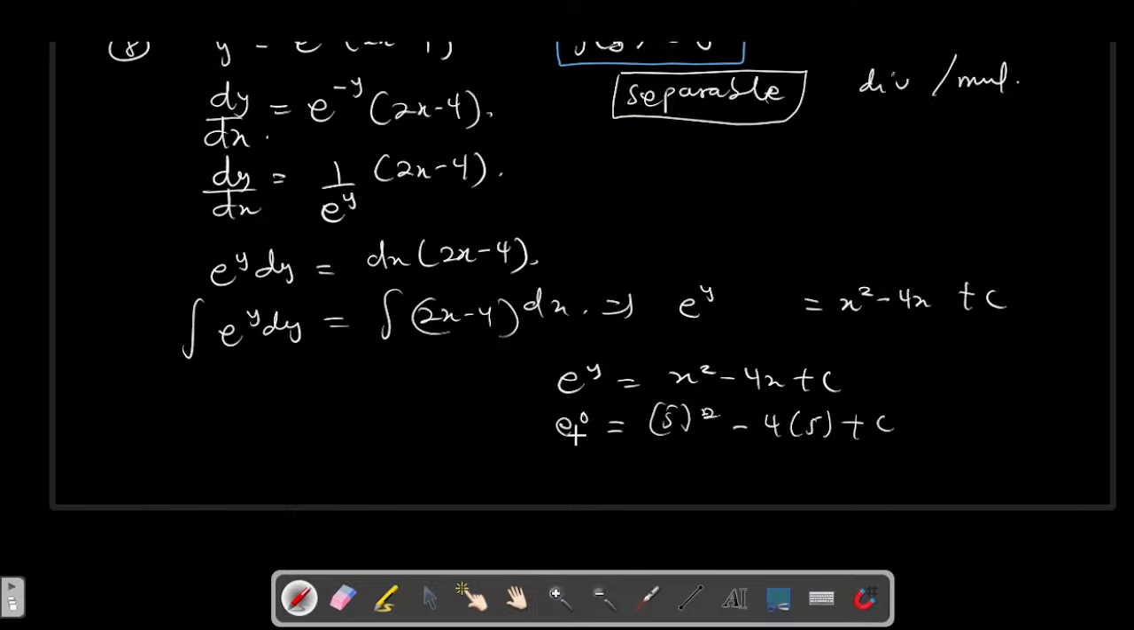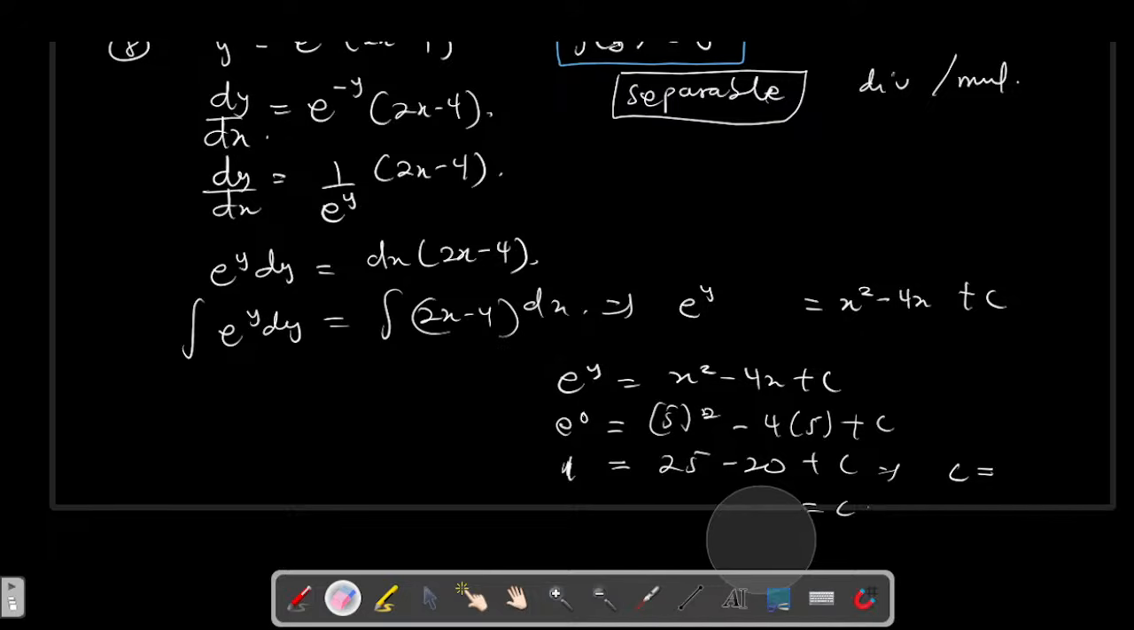So I simply have e to the power 0 is equal to 5 squared minus 4 times 5 plus c. Okay, so e to the power 0 is what? 1, is equal to 25 minus 20 plus c. Therefore c will be equal to what? 5, right? So this is 25, so I'm having 25 minus 20. So that is 5, but no, sorry, I have 1 here. So let me do it with 1 here. Doing this gives me 1 is equal to 5 plus c, right? So my c simply becomes negative 4, which you can clearly see.